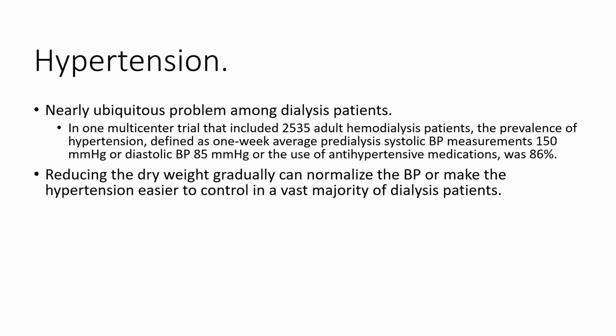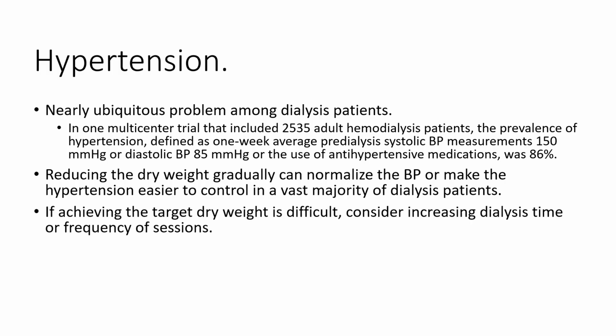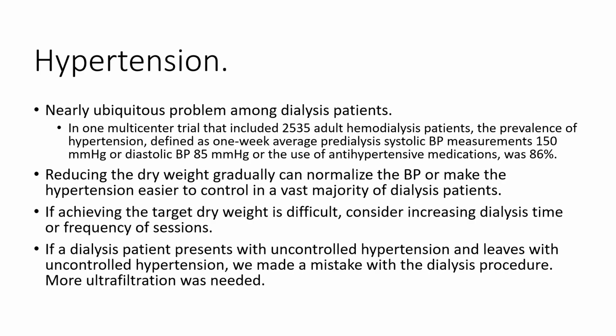If their blood pressure is still high despite reaching their dry weight, then their dry weight is probably too high and needs to be lowered. If reaching the target weight is difficult, consider increasing dialysis time or consider an ultrafiltration session, so a SUF run. Now, if a dialysis patient presents with uncontrolled hypertension and leaves with uncontrolled hypertension, we have made a mistake with the dialysis procedure. We did not remove as much fluid as we needed to.